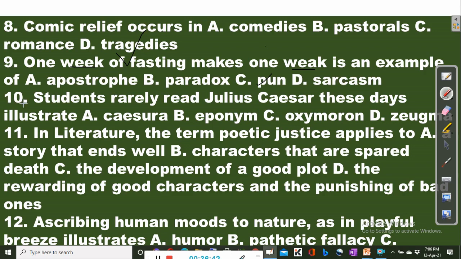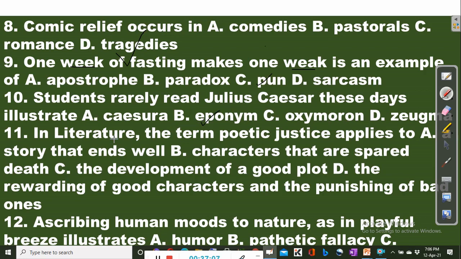Now, number 10, students rarely read Julius Caesar these days. Illustrate A, caesura, but that's not the answer. B, eponym, yeah, that's the answer. I will explain. C, oxymoron, no. D, zeugma. That also is not the answer.